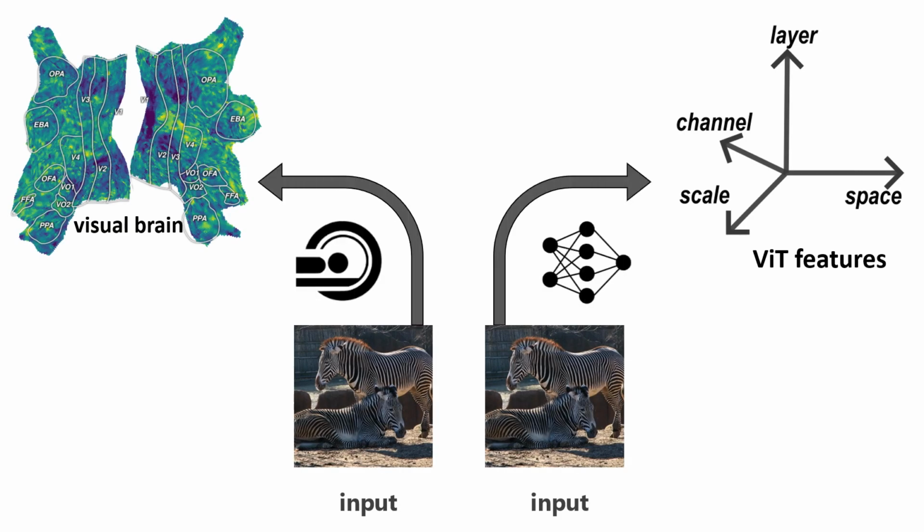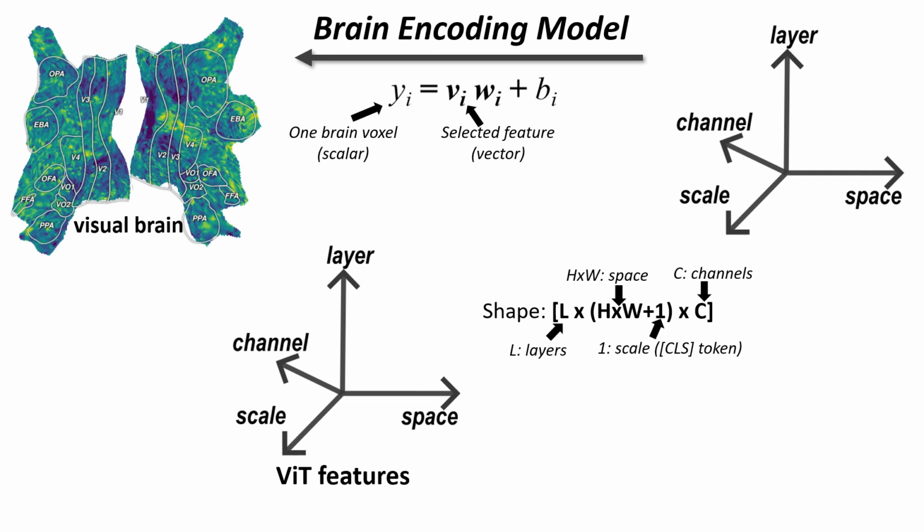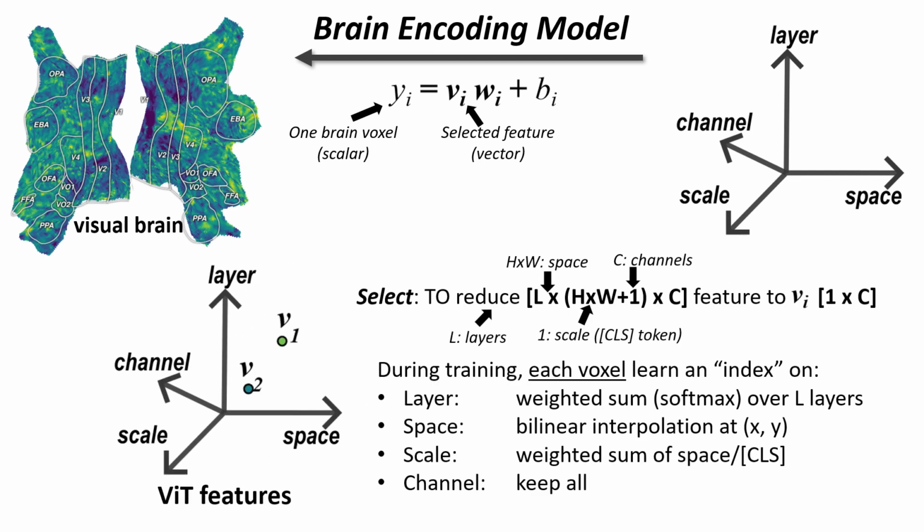For the model, given an image, we use a pre-trained vision model to extract features. The brain encoding model we are using is a simple linear regression on the features. The key is how we select features for each voxel. The entire ViT feature space can be viewed from 4 axes. Layer, typically 12 to 40 layers. Space, where each element is a spatial patch. Scale, because the special class token in ViT is global scale, while other tokens are local scale. And channel. The key is to train the model to pick the best features for each voxel.